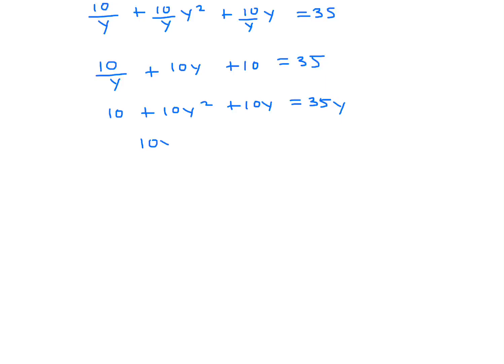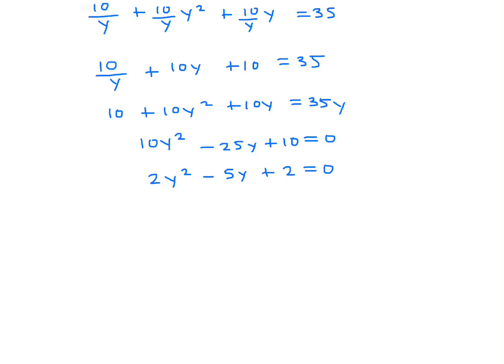And put everything on one side. 10y squared minus 25y plus 10 equals 0. There you go. I think you can divide through by 5. 2y squared minus 5y plus 2.